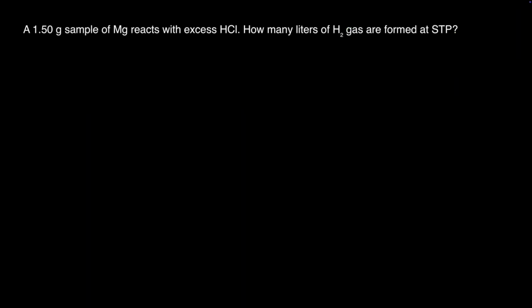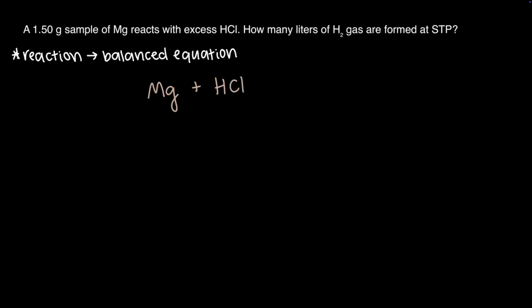A 1.5 gram sample of magnesium reacts with excess HCl. How many liters of H2 gas are formed at STP? The problem mentions a reaction, so we first have to write the balanced chemical equation. The wording will tell us what our reactants and what our products will be. Mg reacts with HCl will tell us that Mg and HCl are reactants.